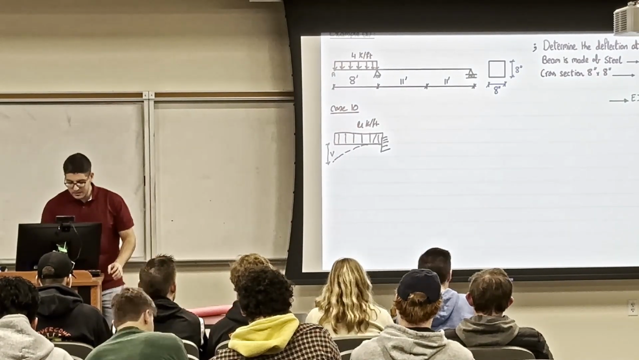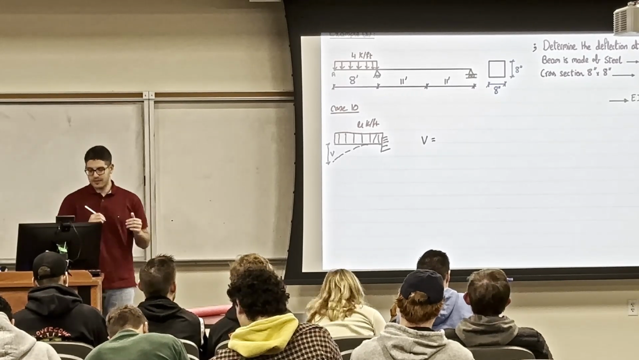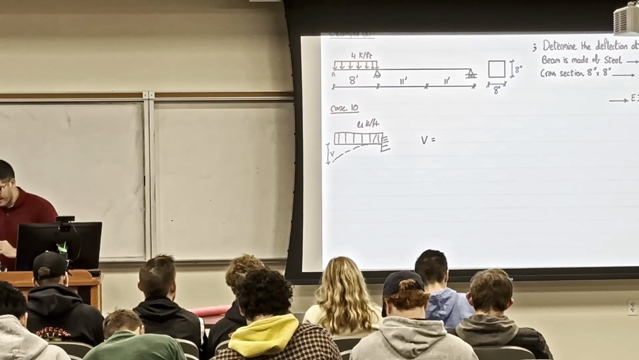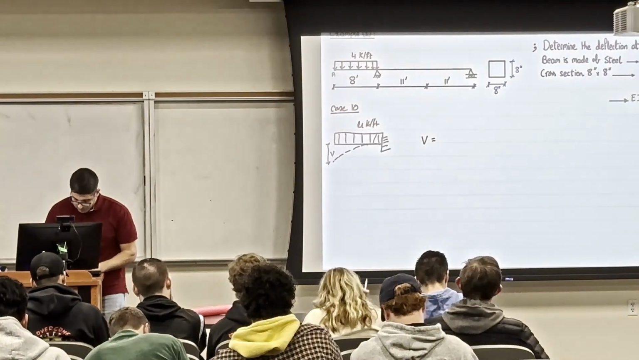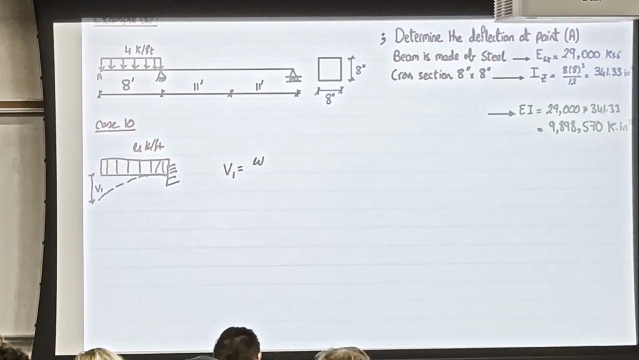So after getting this V from this case, we're going to do a correction case. But let me do this V first, so we have all our numbers. So let me call this V1. So V1 from the table, it is WL to the power 4 over 8 EI.